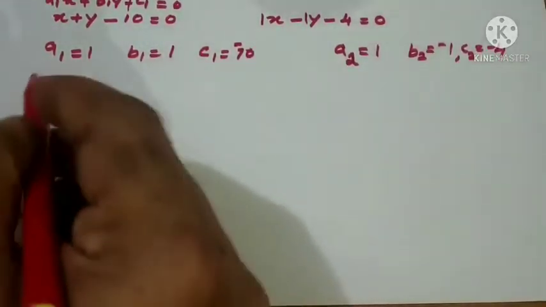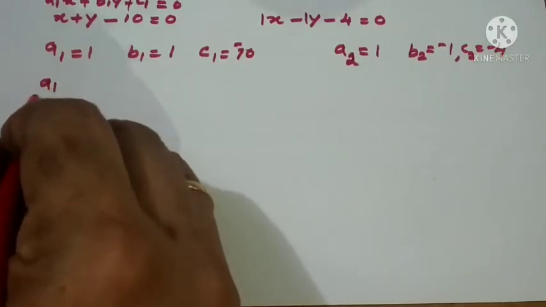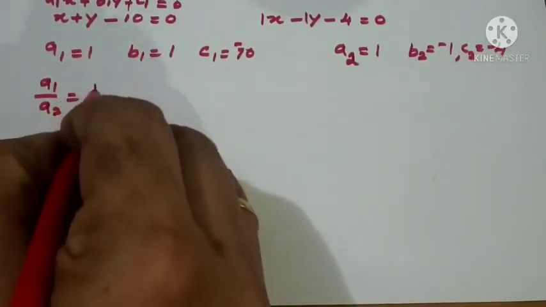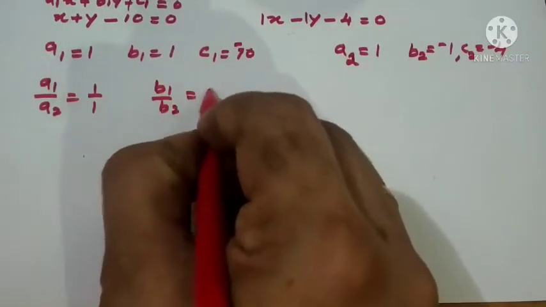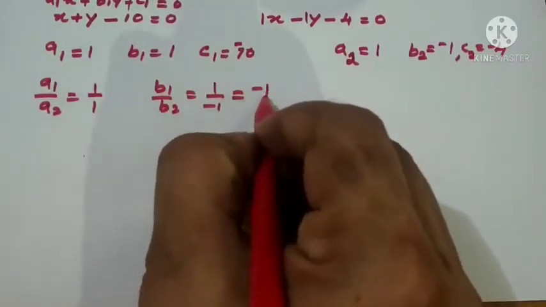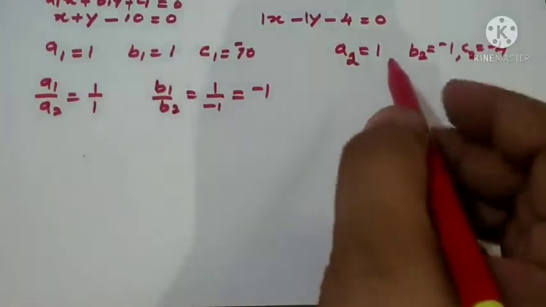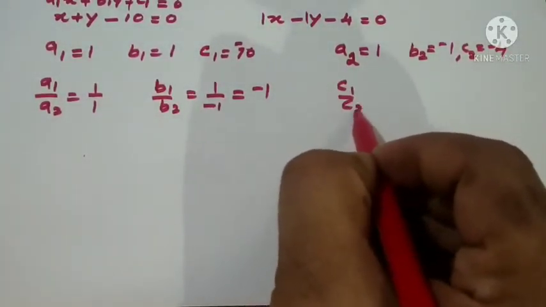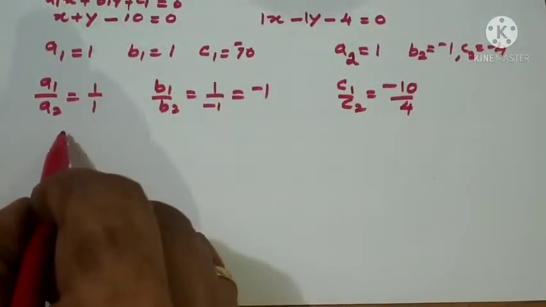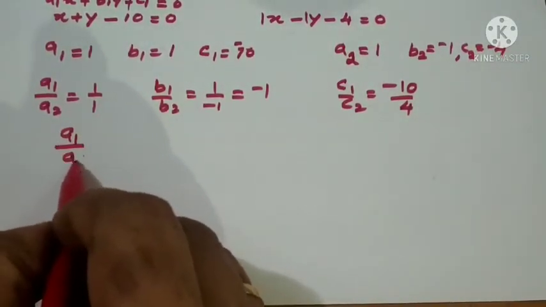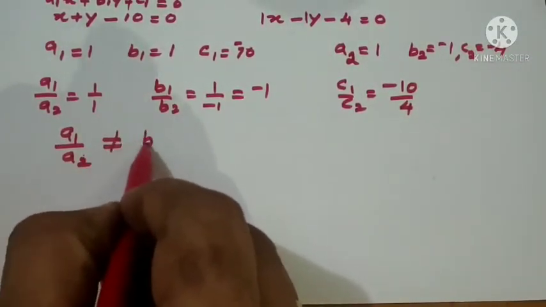Now the next step is to calculate the ratios. a1 by a2 equal to 1 by 1. b1 by b2 equal to 1 by minus 1, therefore equal to minus 1. c1 by c2 is minus 10 by minus 4. Let it be there only, because a1 by a2 is not equal to b1 by b2.